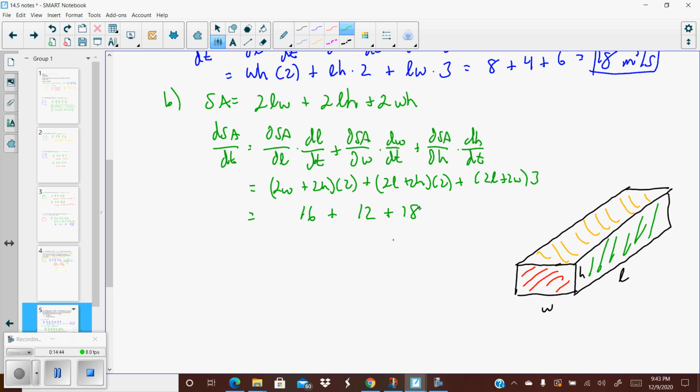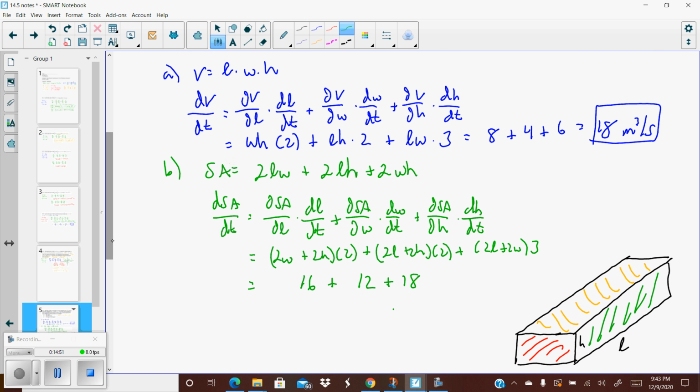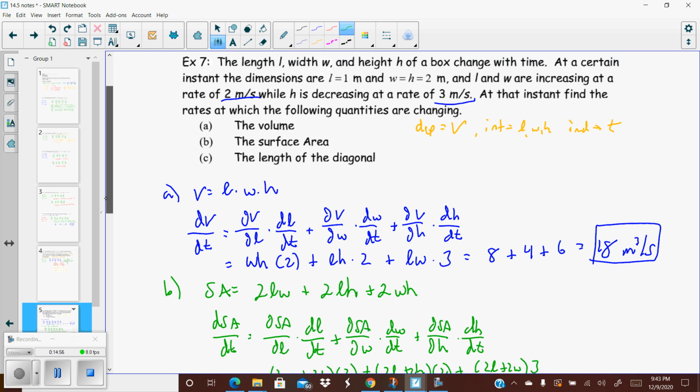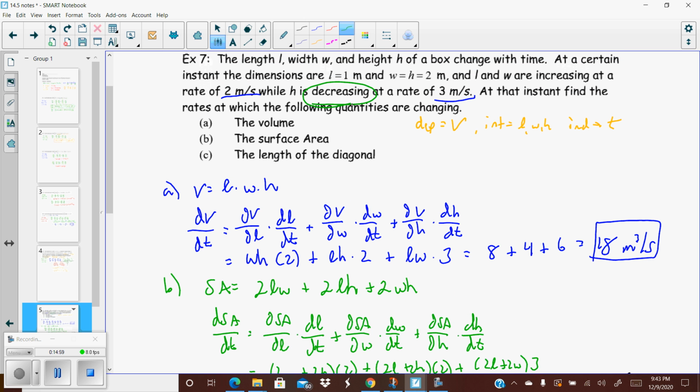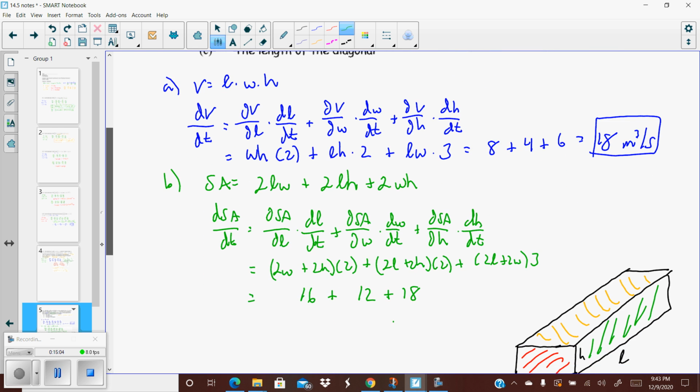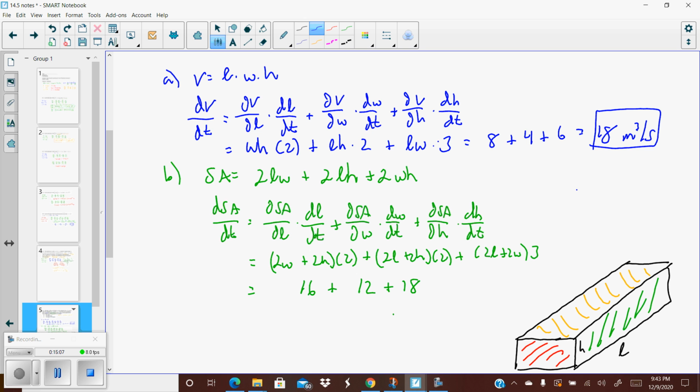Something's not right. Oh, I made a mistake. I made a mistake on the one above, too. Hopefully you guys caught it. I think I caught it in time this time. Forgot that part. h is decreasing at 3 meters per second. So that means that this was a negative 3, which means that this was a negative 6, which means that we should have had 12 minus 6, so that's 6 meters cubed per second. My mistake.